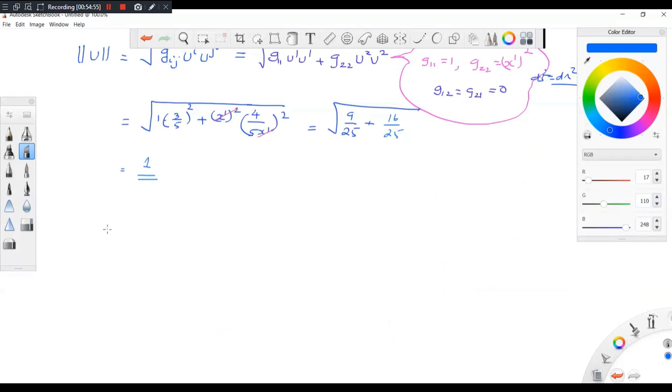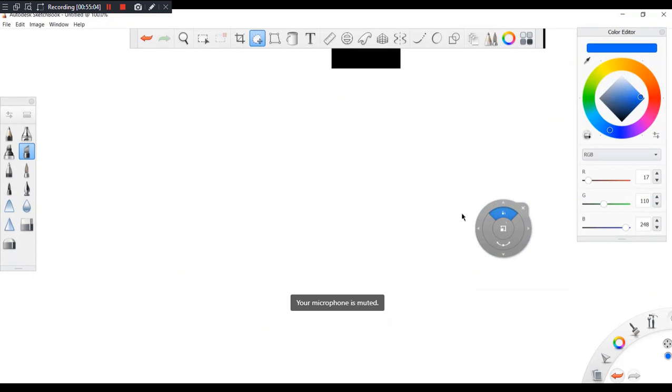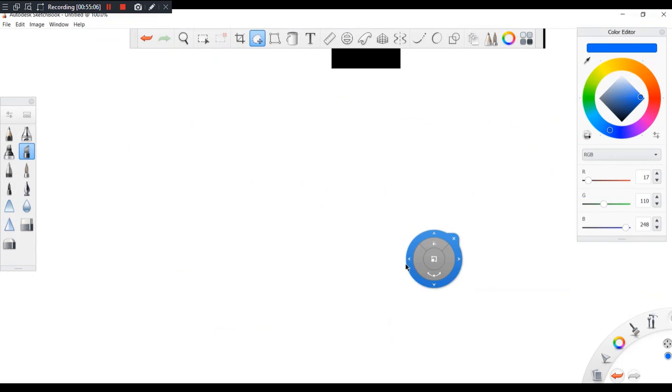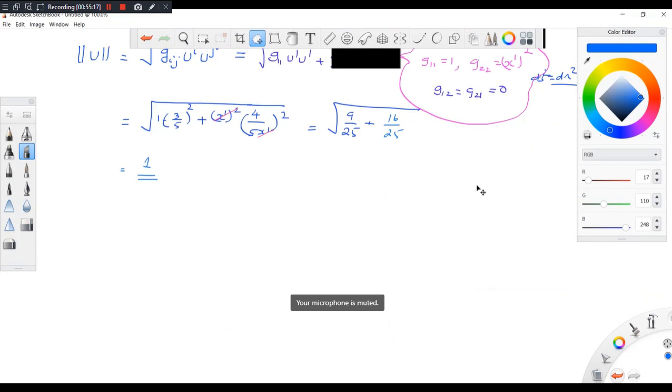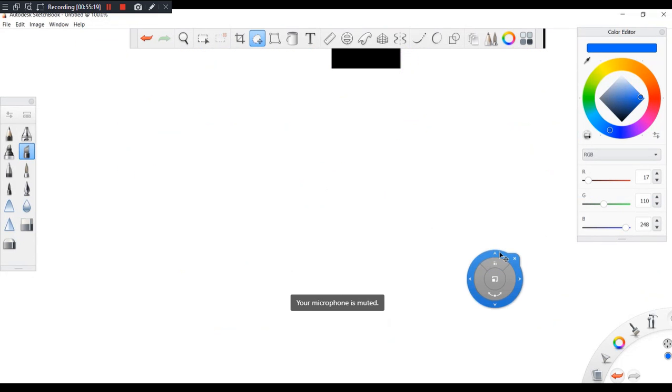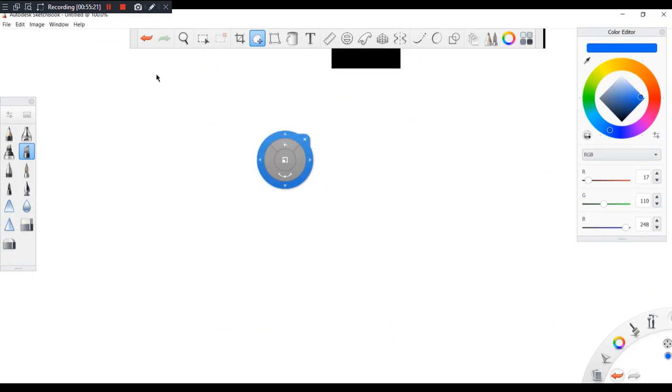But if you look here, this is a unit vector. But suppose you see the length and nature, there is some problem.